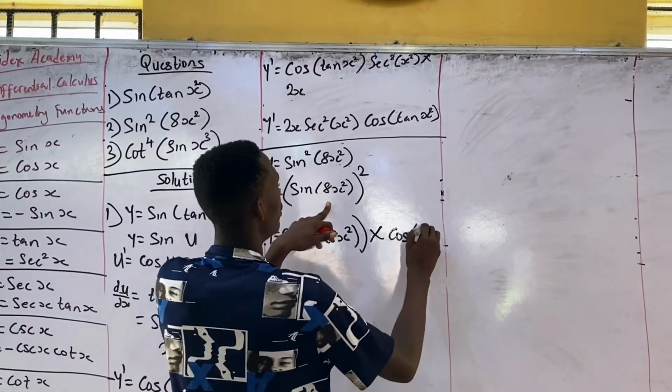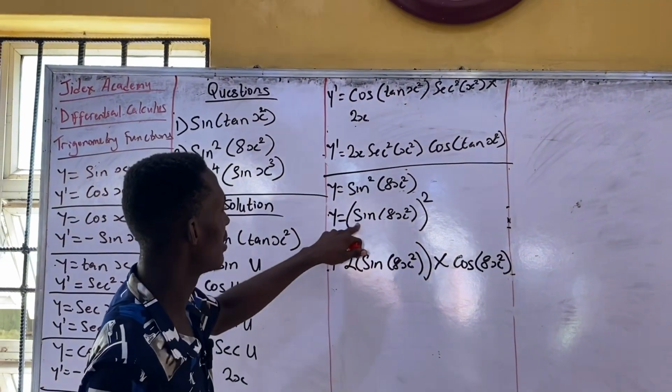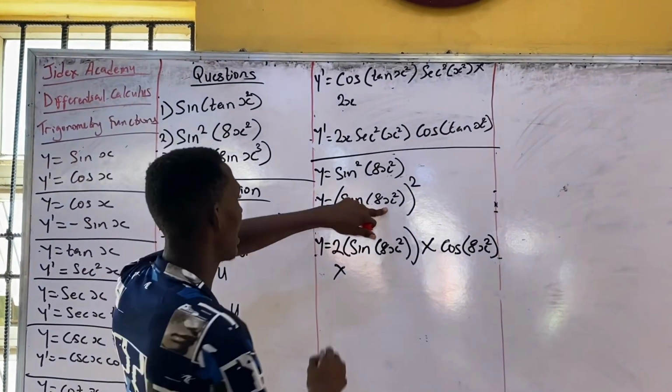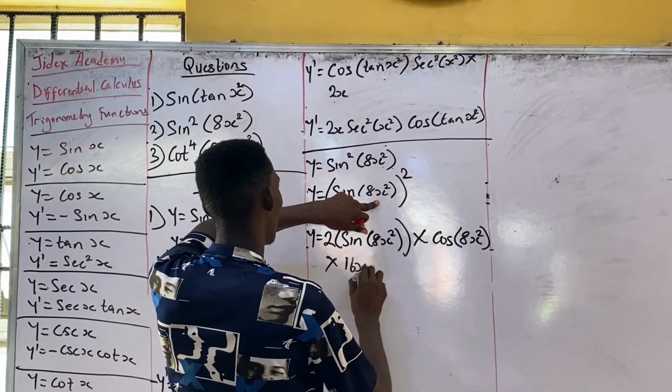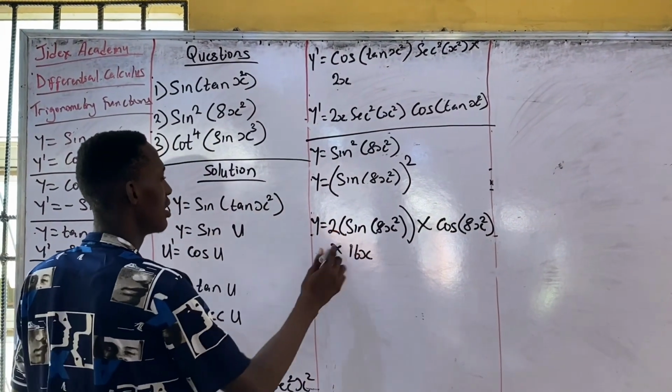Cos what? You rewrite the whole element inside, close bracket. You are finding the derivative of this times, we move to the derivative of what? 8x squared, and that's what? 16x. Therefore, we are done with our answer. You can just multiply this with this, and that will give us what?